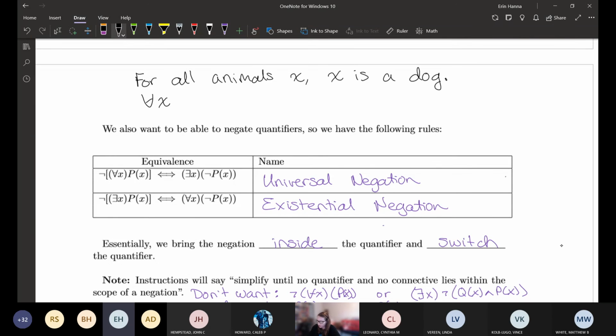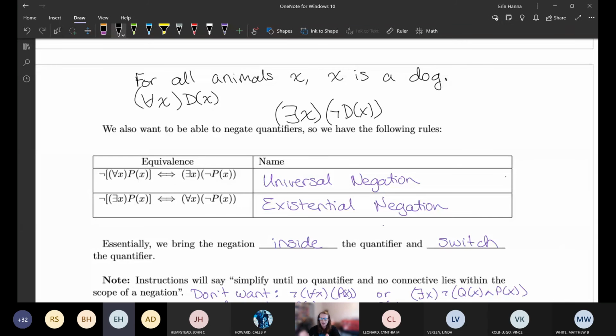So we'd have for all X, maybe D of X, because it's a dog. If you wanted to prove that false, which is essentially what you're trying to do with the negation, you're trying to go against that, then you would need to find an animal that is not a dog. You would have to find at least one animal, there exists, such that it isn't a dog. It may make more sense to think of it that way to see why the quantifier actually changes.